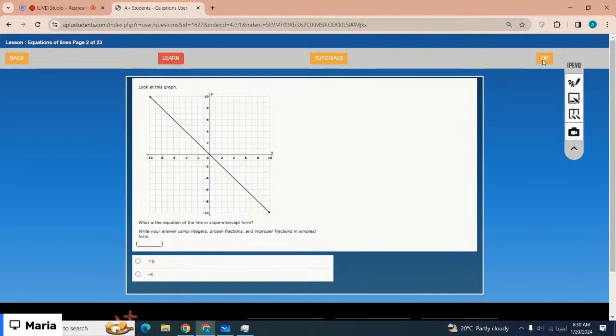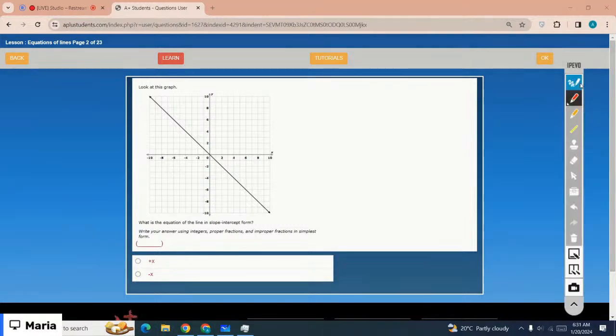Look at this graph. What is the equation of the line in slope intercept form? Right? So the origin is 0, 0. That means the y-intercept is 0, right? And the slope is 1. The equation is y equals 1x, right?